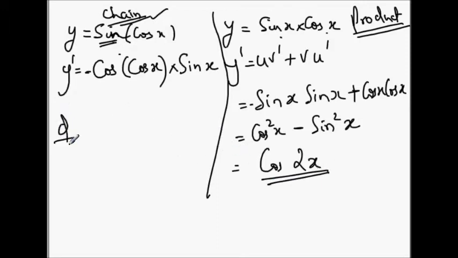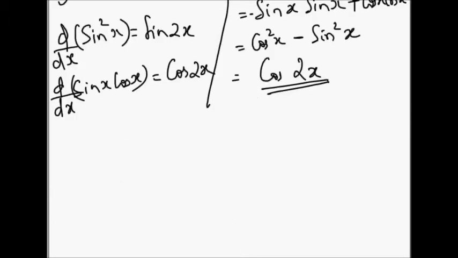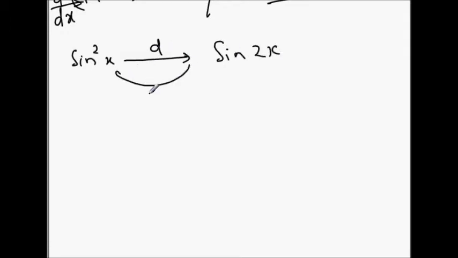For sin 2x, if you remember it right, the derivative of sin square x was sin 2x, and the derivative of sin x cos x was equal to cos 2x. Okay, how does it help in finding the antiderivative? So we said that sin square x on differentiation gives sin 2x, therefore on integration sin 2x should give sin square x. Okay, so how does it go about it?